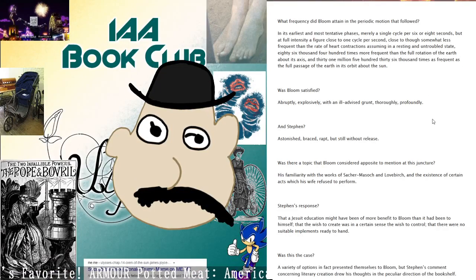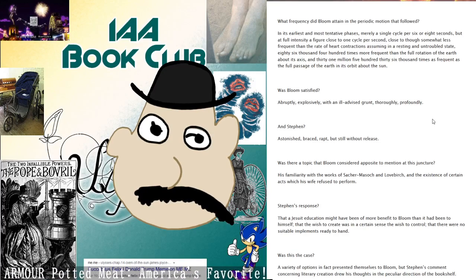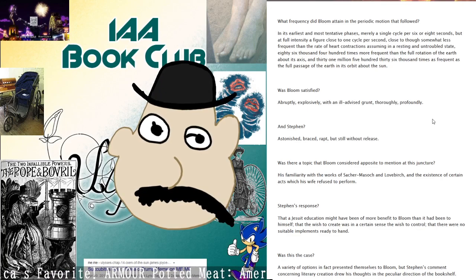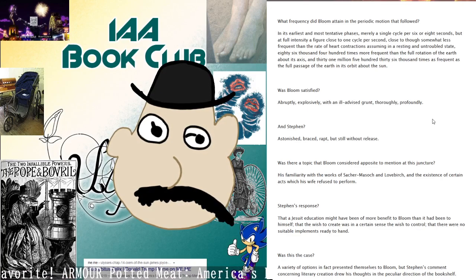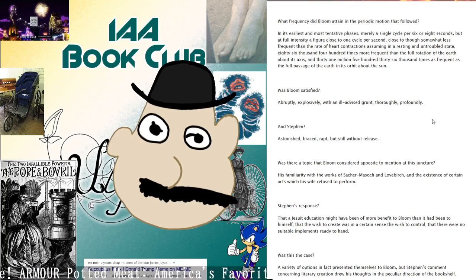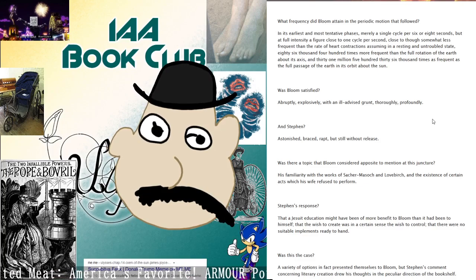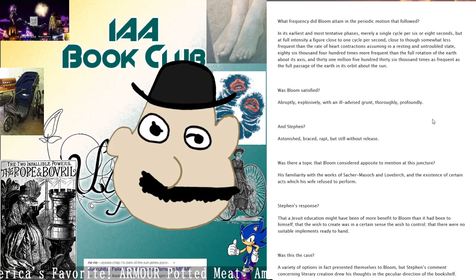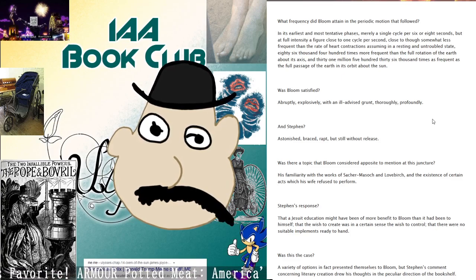What frequency did Bloom attain in the periodic motion that followed? In its earliest and most tentative phases, merely a single cycle per 6 or 8 seconds, but at full intensity a figure close to 1 cycle per second, close to, though somewhat less frequent than the rate of heart contractions, assuming a resting and untroubled state. 86,400 times more frequent than the full rotation of the Earth about its axis, and 31,536,000 times as frequent as the full passage of the Earth in its orbit about the Sun.